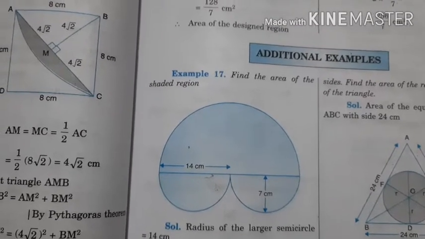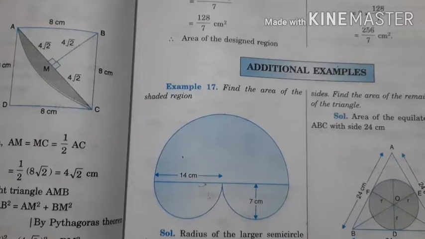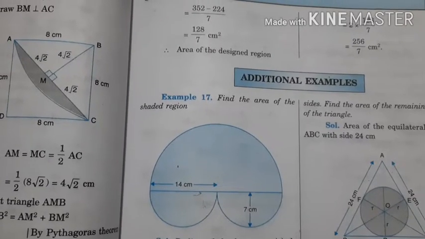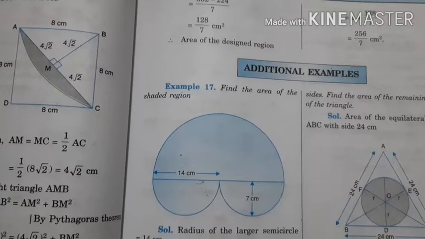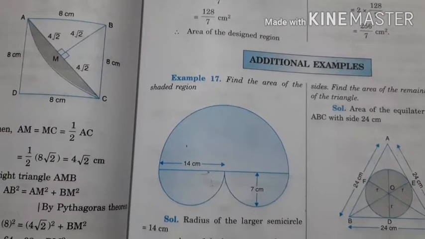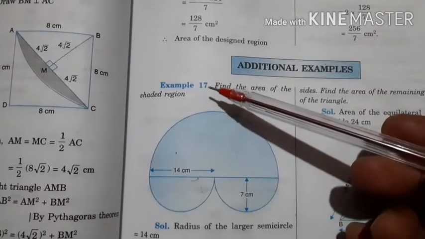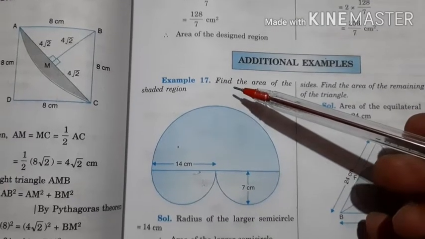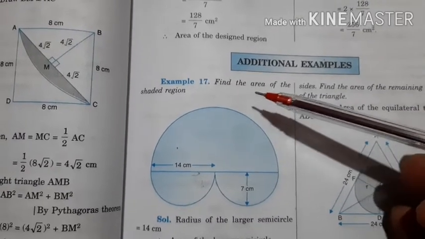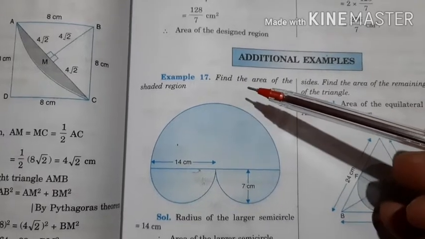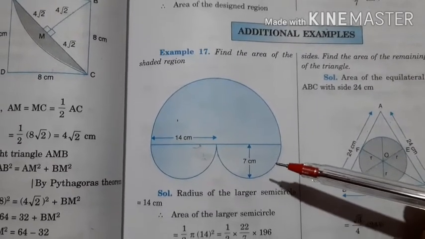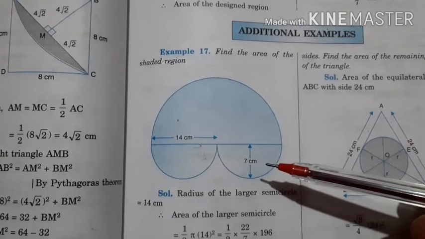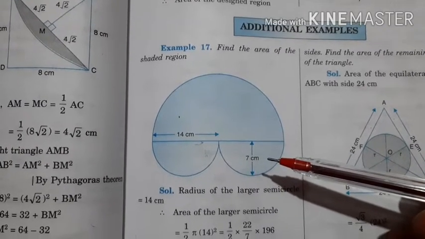Good morning, children. Let us see some more problems related to the calculation of area of shaded region. Here, example number 17 reads, find the area of the shaded region. Look at the figure here. This is the combination of three semicircles.